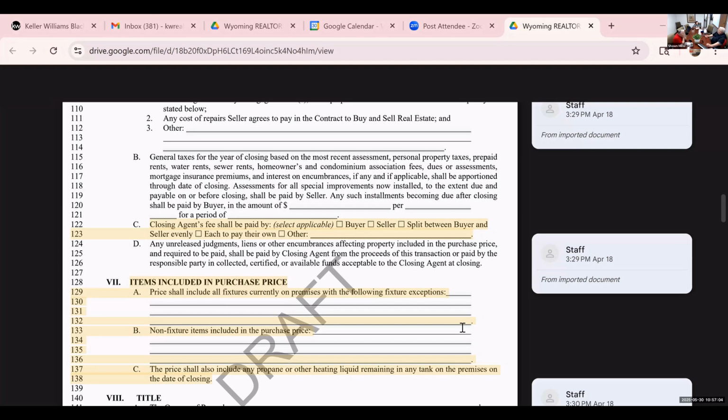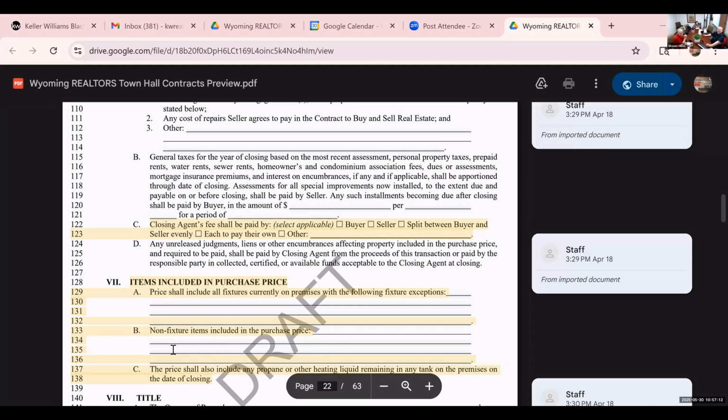And not everything was on those lists, right? And they weren't updated. Those lists were old. It wasn't fully updated. And then what they did is they put a section on here that says non-fixture items included in the purchase price. So other things like the play set in the backyard, whatever, because this is a listing agreement. And you're not doing a bill of sale at this point, because we don't do them on this side in Wyoming. But it gives you the place to put that list.